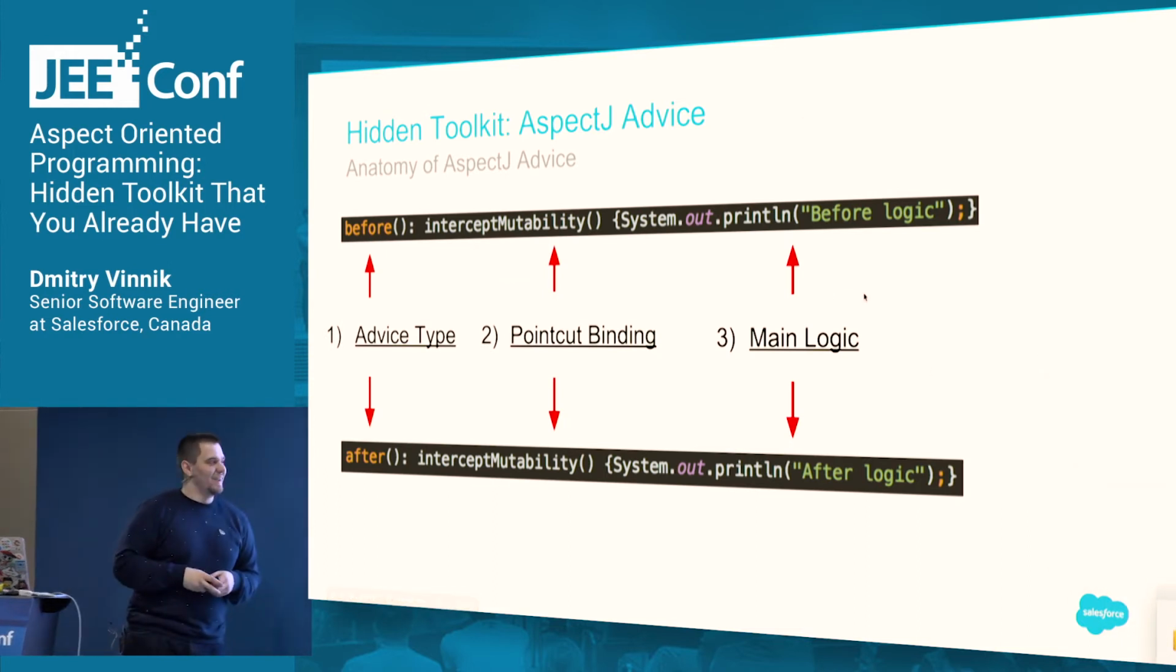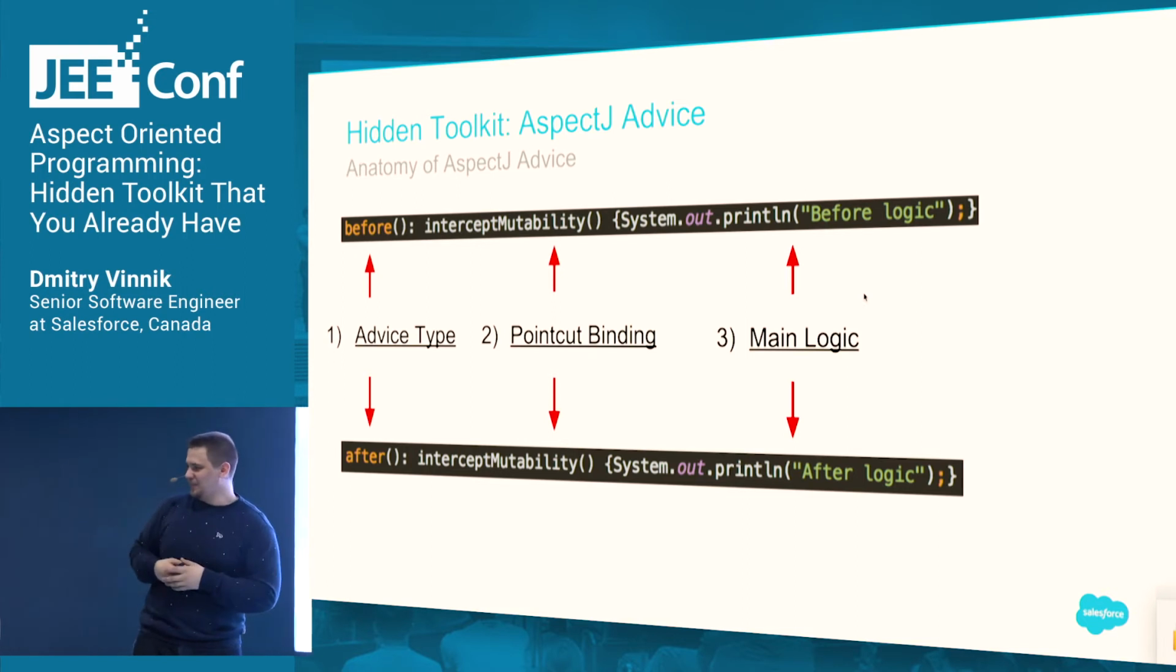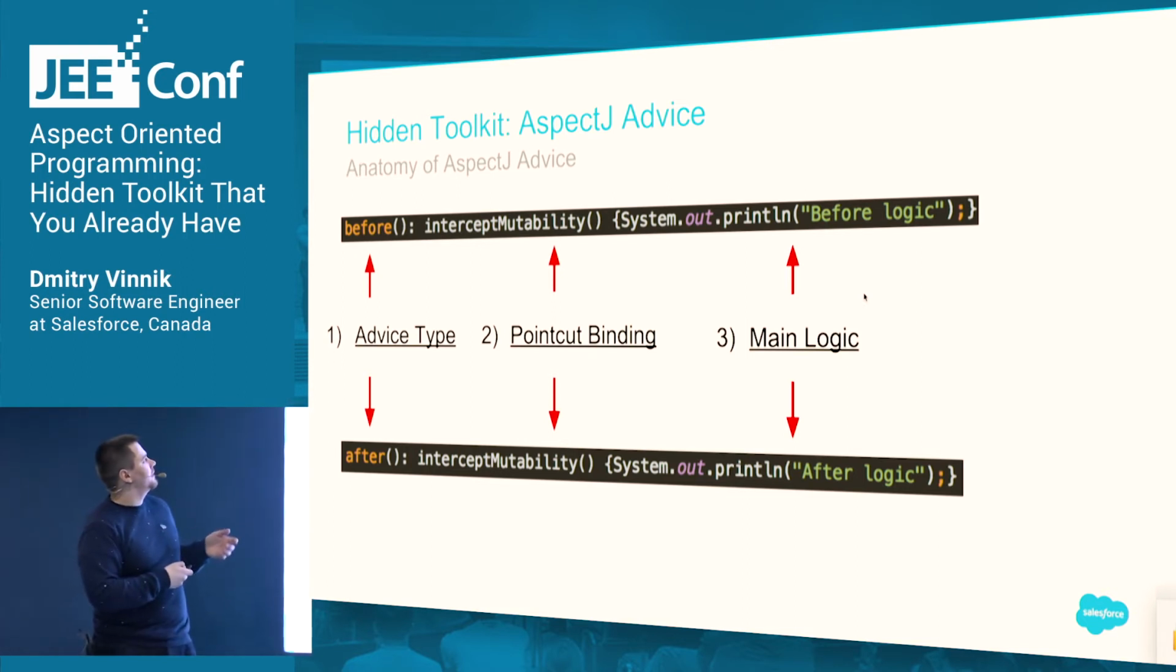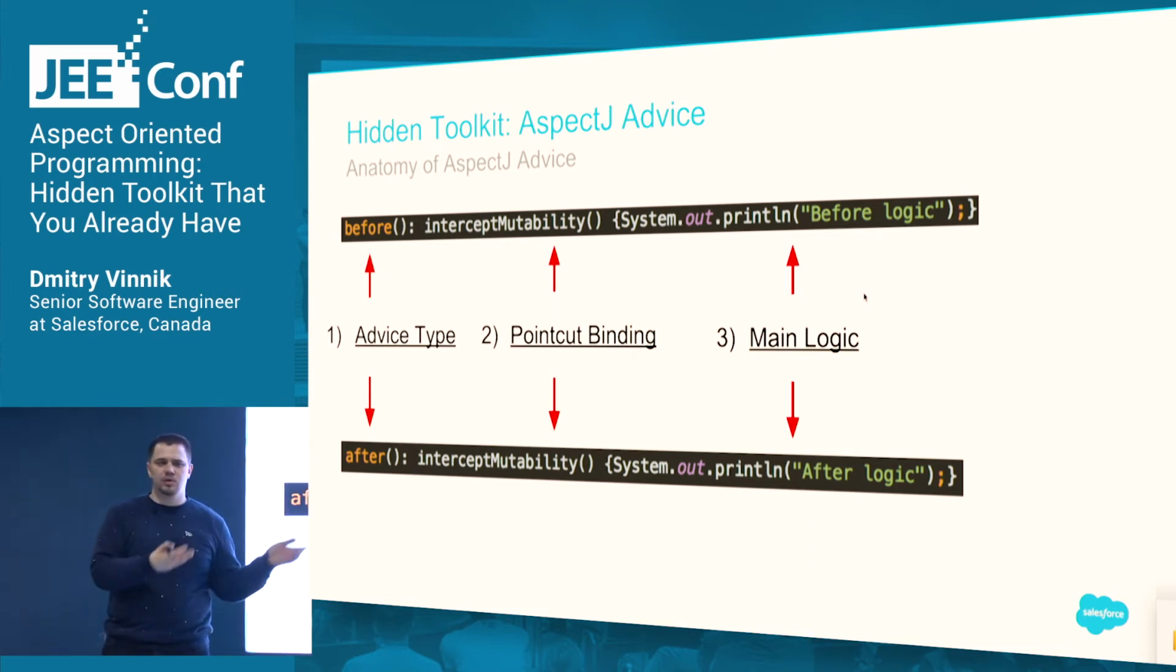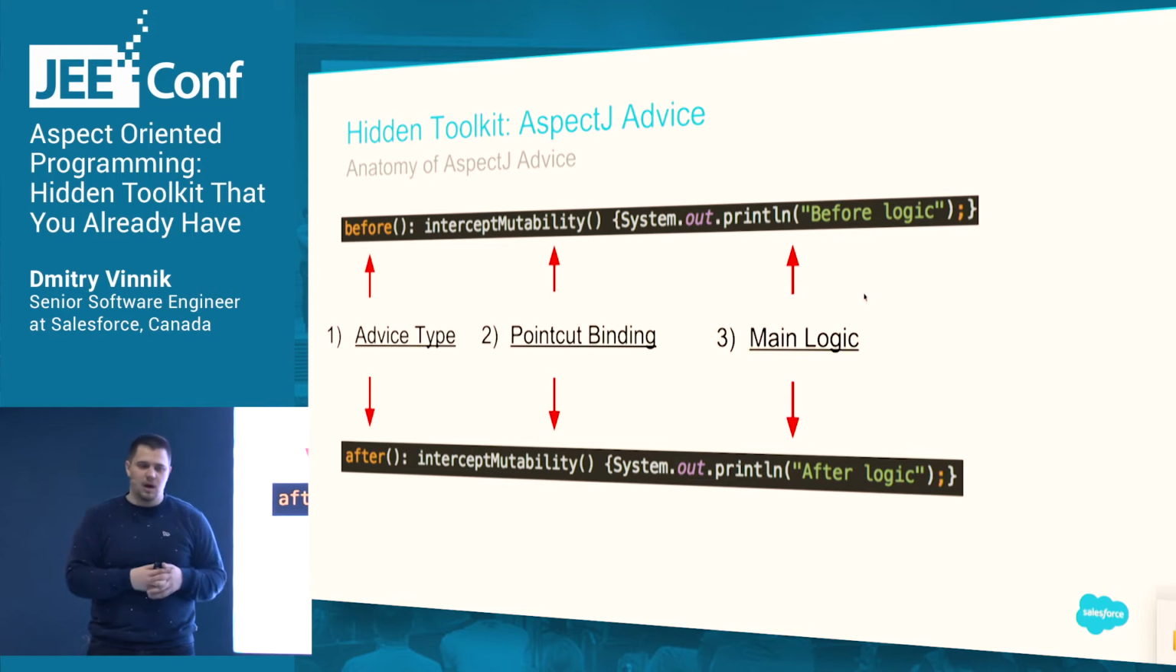Anyways, there was an update recently. In terms of the anatomy of advice, you have the advice type, before or after in this case, and the pointcut binding. So the pointcuts you just defined in the previous slides, you bind your logic to. And the last part is actually one of the most important: the logic you're going to attach to the binding. So let's go step by step.